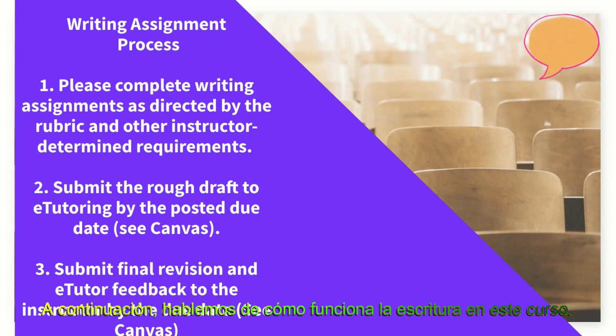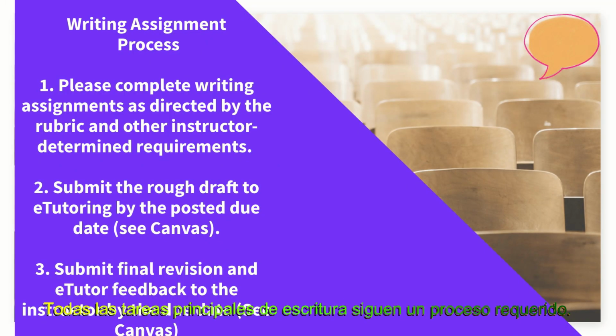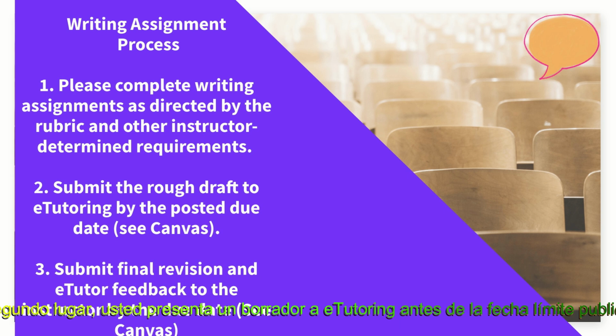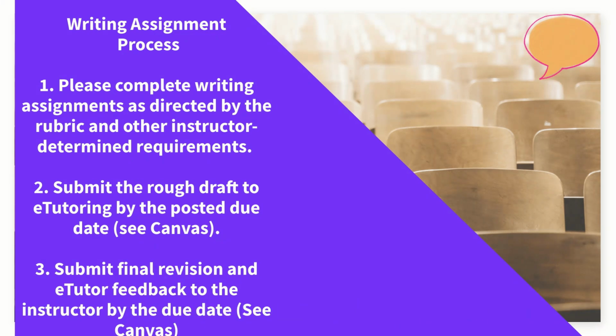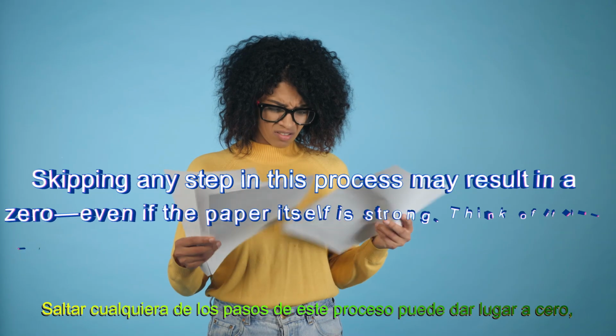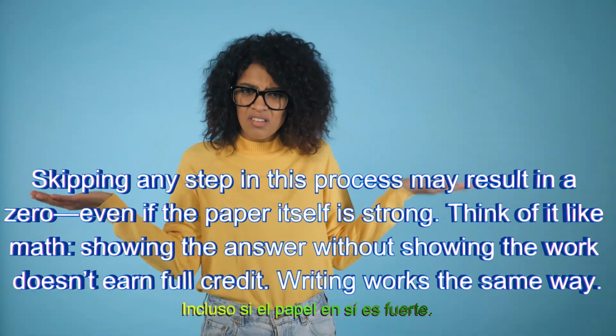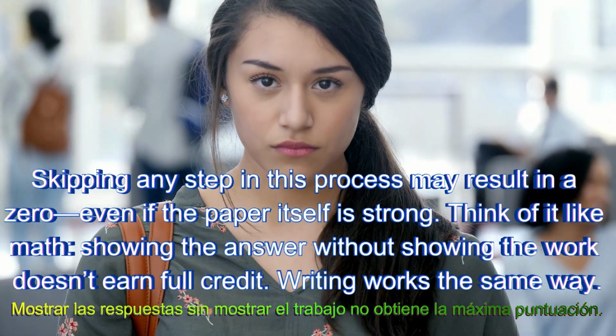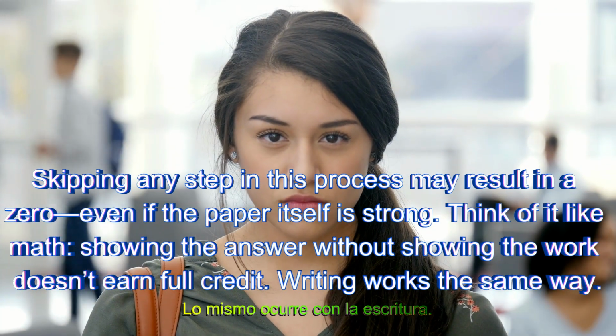Next, let's talk about how writing works in this class. All major writing assignments follow a required process. There are no mystery steps, and there are no surprise expectations. First, you complete the assignment exactly as outlined in the rubric. Second, you submit a rough draft to eTutoring by the posted deadline. Third, you submit your final revision along with your eTutoring feedback to Canvas by the final due date. Skipping any step in this process may result in a 0, even if the paper itself is strong. Think of it like math. Showing the answer without showing the work doesn't earn full credit. Writing works the same way.